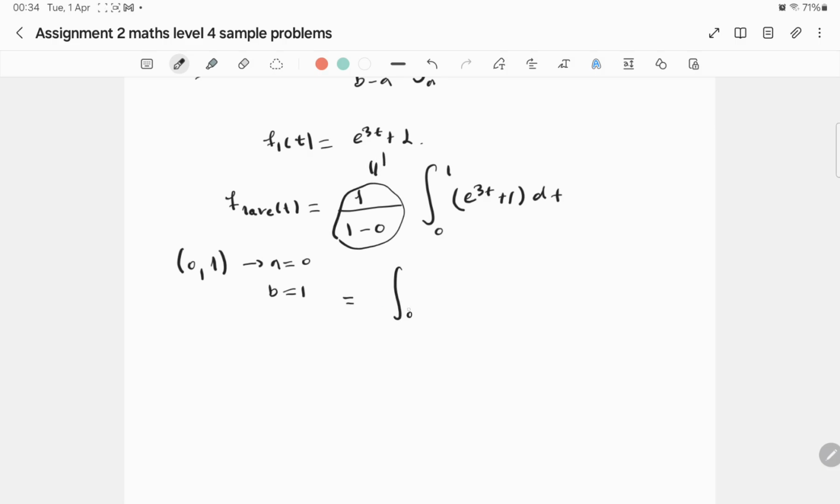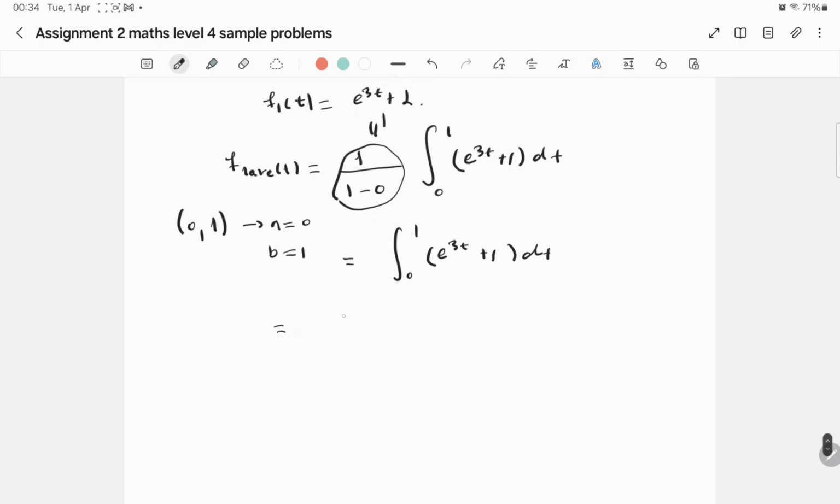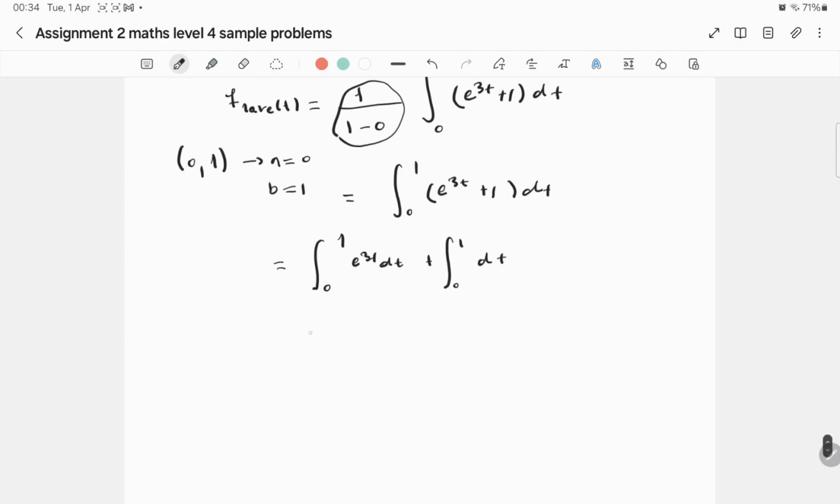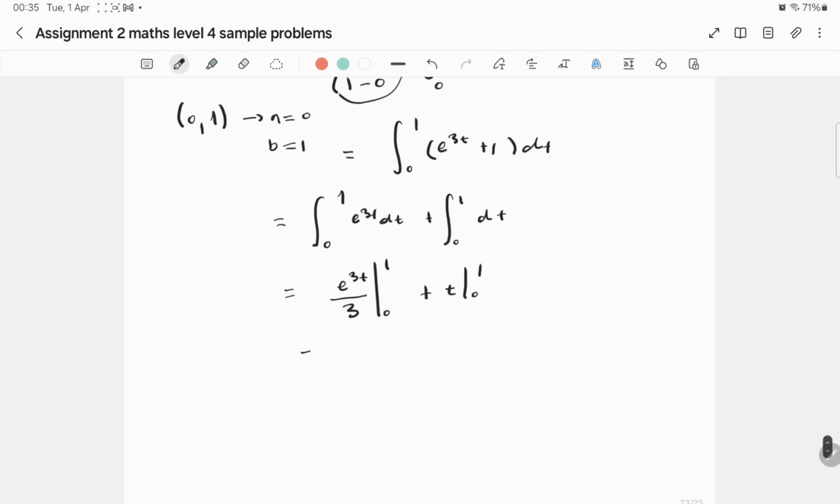So I have the integral from 0 to 1 of e to the power of 3t plus 1 dt, a definite integral. I can split it up. The integral from 0 to 1 e to the power of 3t dt plus the integral from 0 to 1 dt. That integral is e to the power of 3t over 3, 0, 1, plus the integral from 0 to 1 dt is just t, 0, 1.